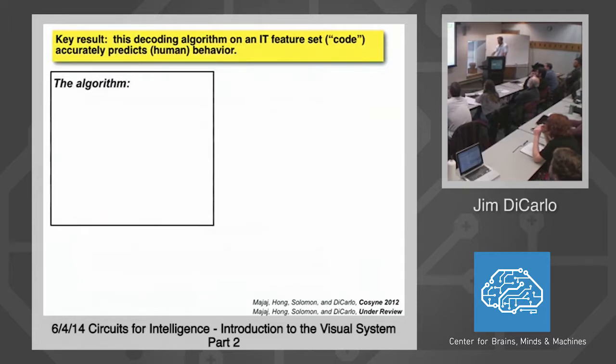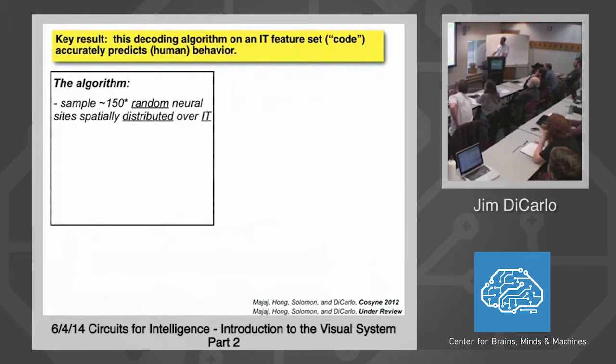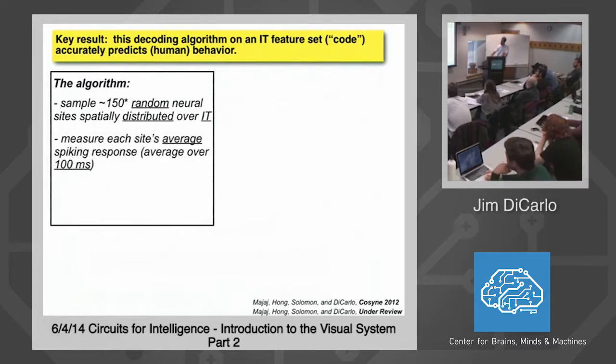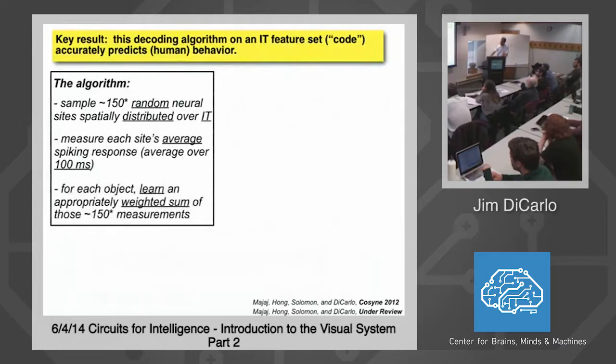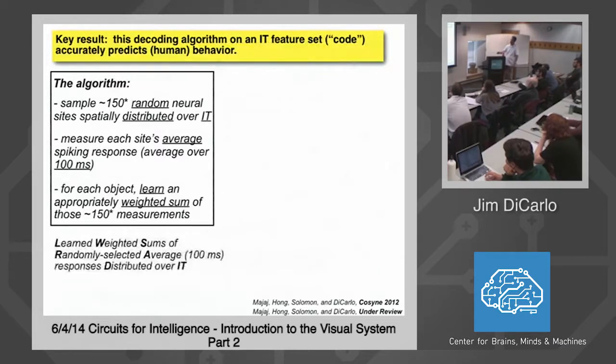And the algorithm in words is basically this. Sample roughly 150 random sites spatially distributed over IT. This is similar to what I implied before, but I didn't lay it out in words. So they're random, they're distributed. We measure each site's average response over 100 milliseconds. Again, that's something we can vary, but what we did was 100 millisecond averages for each object, then learn an appropriate weighted sum. We can talk about the learning algorithm, basically the type of classifier, how many training examples, I'll show you that, but it's the same for all tasks.